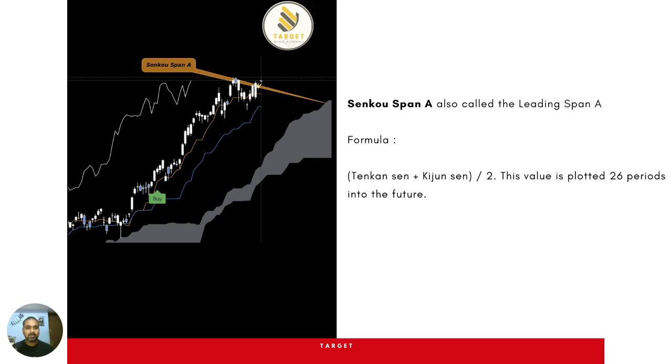The next component is Senkou span A. Senkou span A, or leading span A, is calculated by adding Tenkan-sen and Kijun-sen and dividing by 2. The value is plotted 26 periods into the future. If you take a look at the chart here, the Senkou span A is marked in the future relative to the current price.